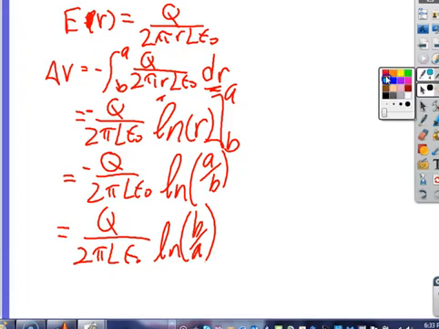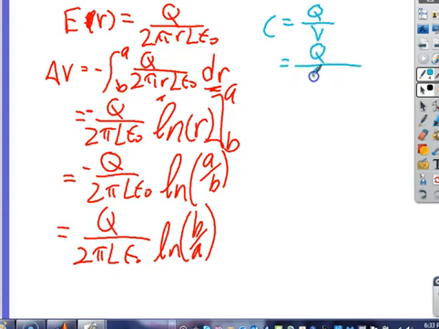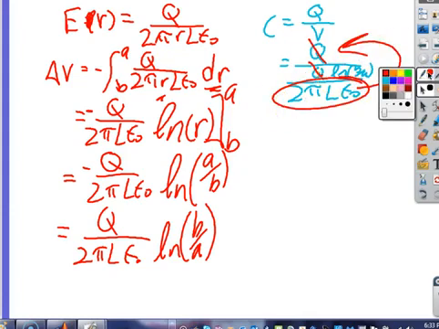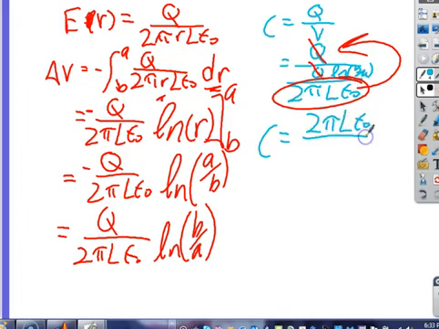For capacitance, I want to do Q over V, so it's Q over Q times the natural log of B over A, over 2 pi L epsilon naught. You'll see that the Q's cancel out, and this stuff flips over to the top. So I end up with a capacitance equal to 2 pi L epsilon naught over the natural log of B divided by A. And that is how you find the capacitance of a cylindrical capacitor.